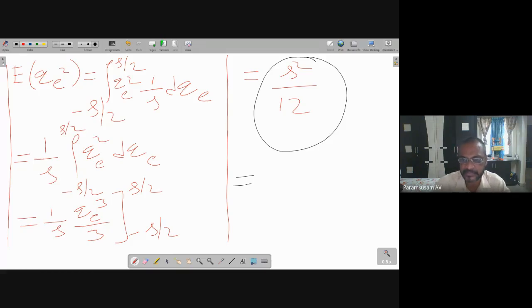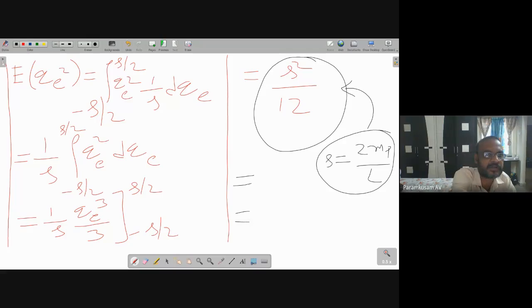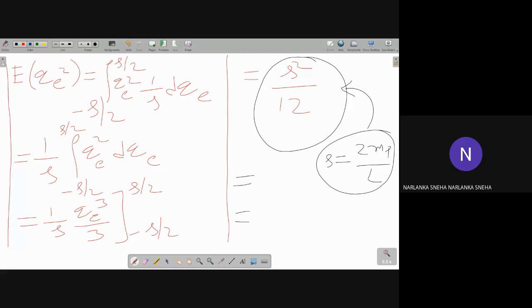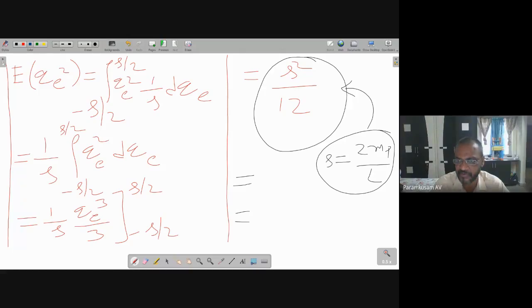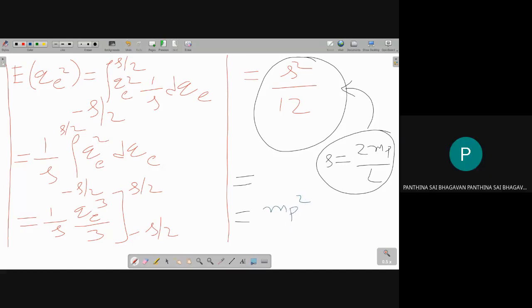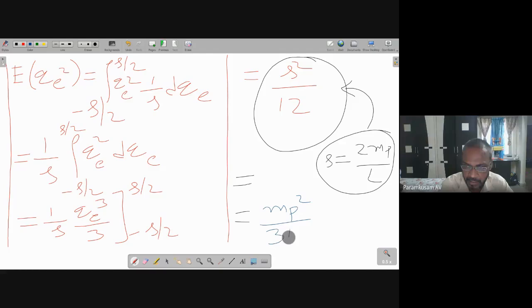What is S? S is 2MP by L. Substitute this equation here and tell me the expression. We get 4MP square by L square into 12. Simplify: 4 by 12 is 1 by 3, so MP square by 3L square.